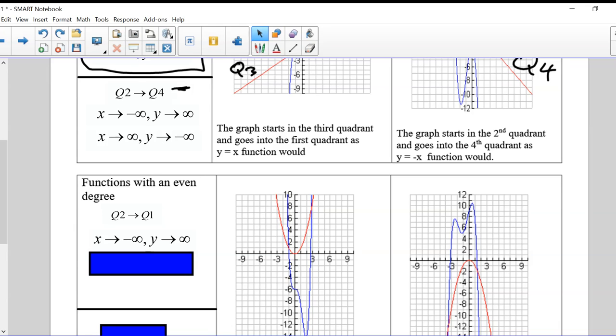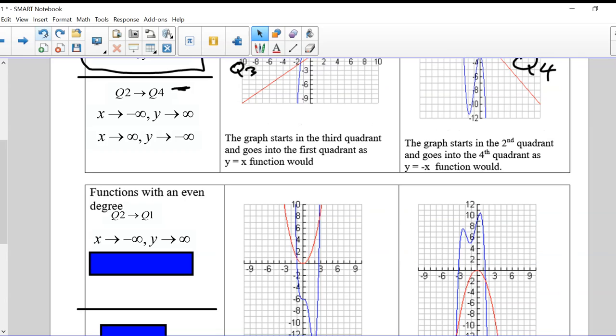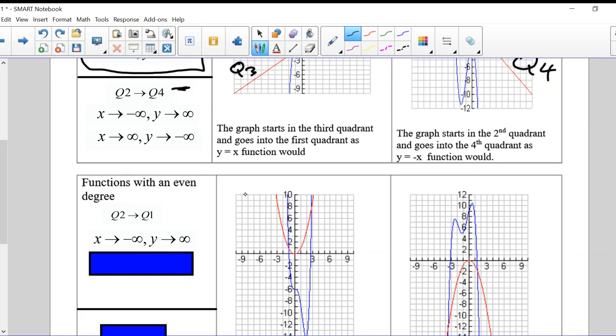How do we get Q2 to Q1 again? Remember, this is quadrant 2, this is quadrant 1. This red line is starting off in quadrant 2 and eventually ends up in quadrant 1. The same thing, Kayla, is happening with the blue line. The blue line starts off in quadrant 2, and yes, it goes through quadrant 3 and quadrant 4, but ends up, and that's what I call end behavior, in quadrant 1.